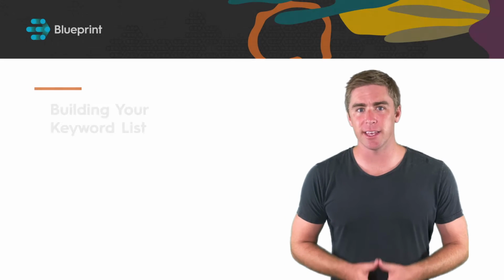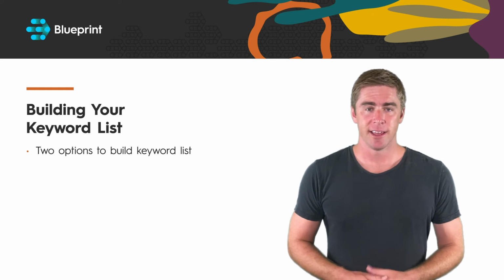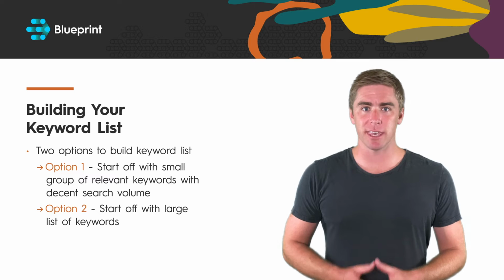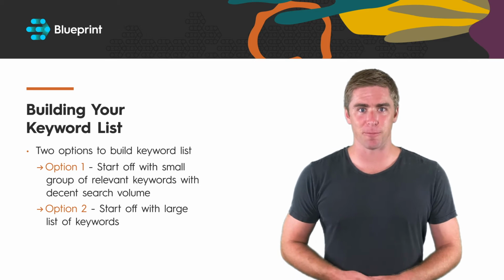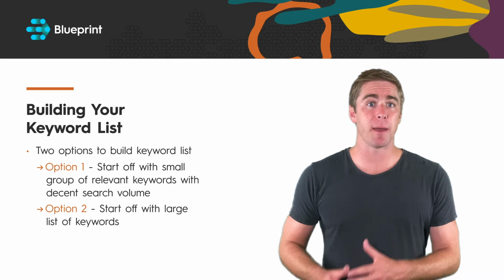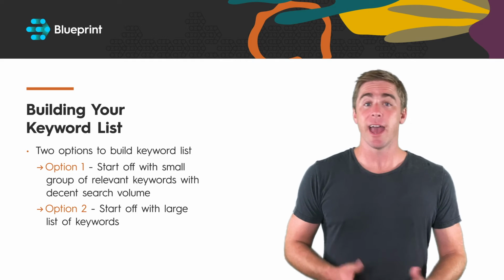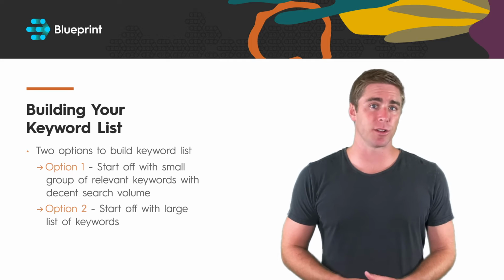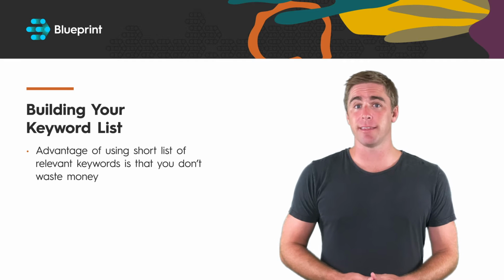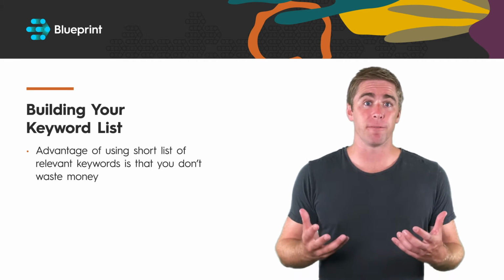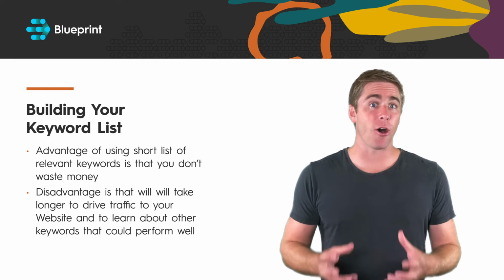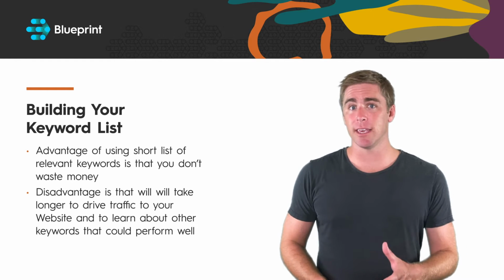There are two different ways that you can build your keyword list. The first option, if you've got a small budget, is to start with a small list of relevant keywords that have decent search volume. Using Blueprint as the example, we may start with digital marketing company, internet marketing services, SEO company, and SEO services as the keywords. All of these keywords are highly relevant to what we do. This means that there's very little wastage if we are on a fixed tight budget. The downside is that most of our competitors will be bidding on these keywords, so the CPC will be high.